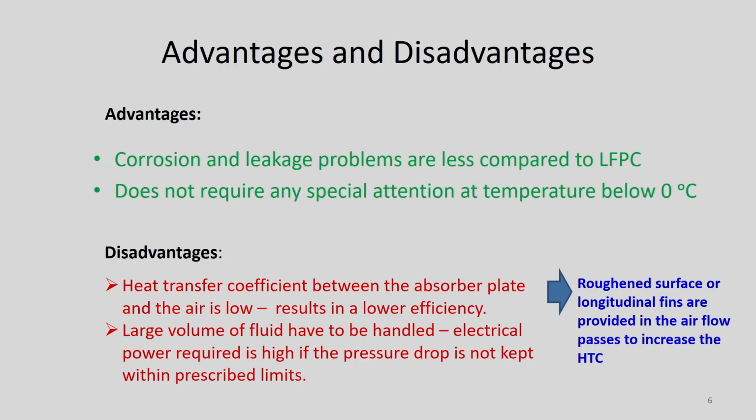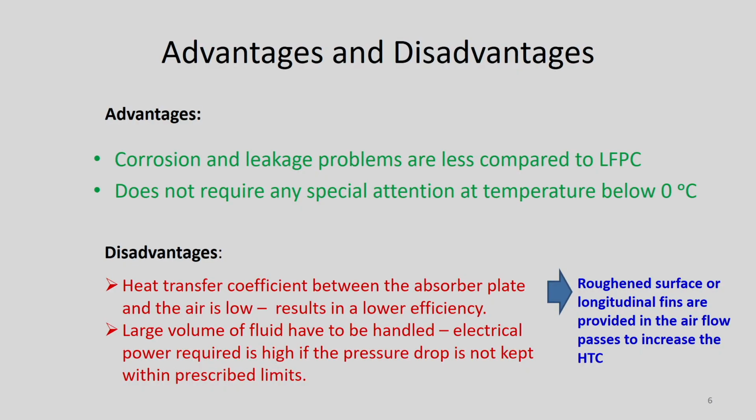So, what are the advantages of using this solar air heater compared with a liquid flat plate collector? In the case of a solar air heater, corrosion and leakage problems are very minimal, okay? And the solar air heater does not require any special attention at temperatures below 0 degrees Celsius, but in the case of a liquid flat plate collector, we need to think about it, right.